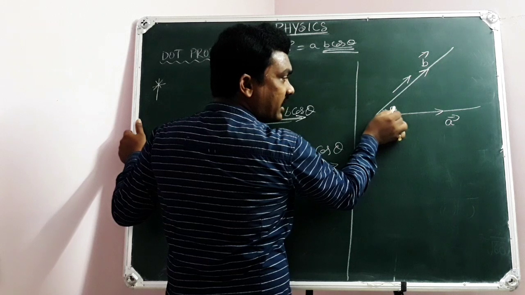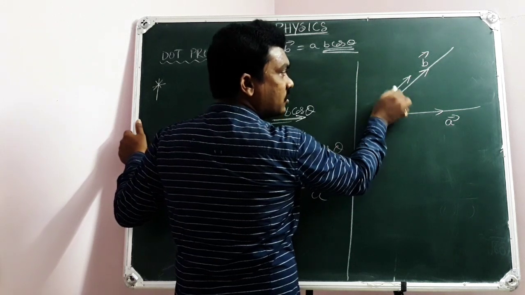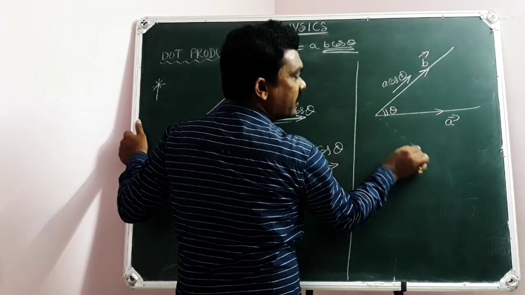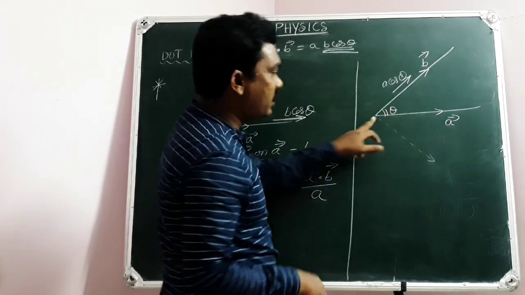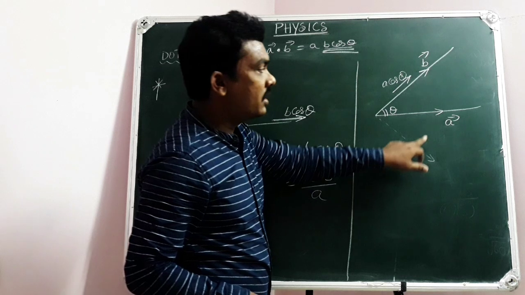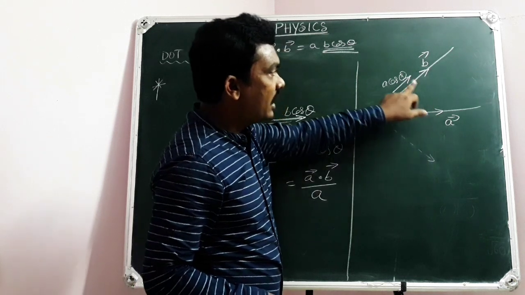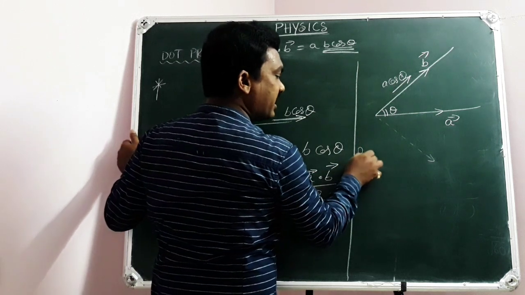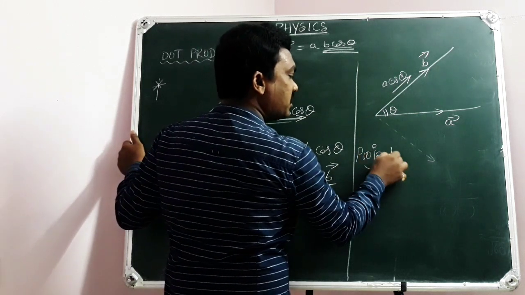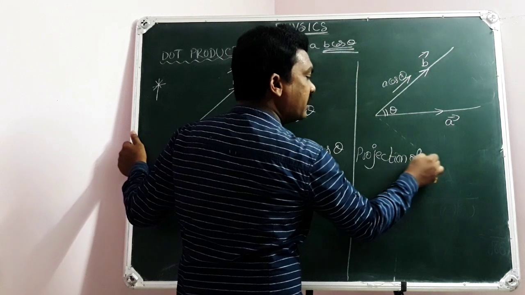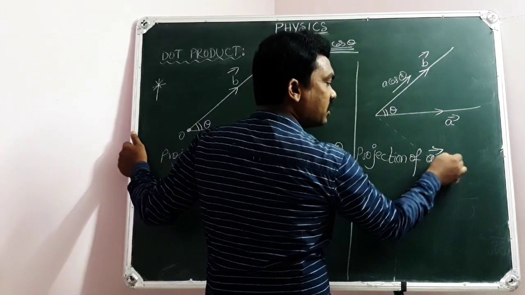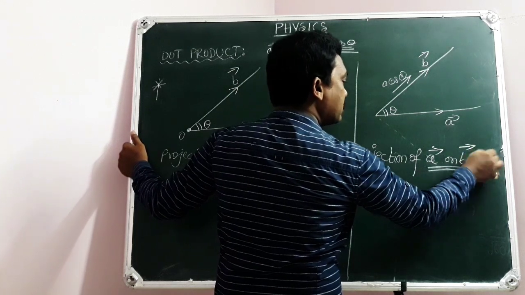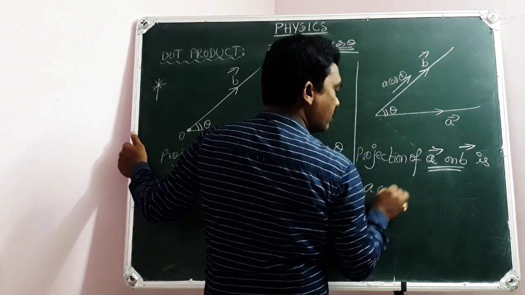But A bar is at an angle theta with this direction, so this component is A cos theta. Of course, the perpendicular component will be A sin theta. I am not bothering about that perpendicular component. The component of A bar along B bar is A cos theta. It means I can write it as the projection of A bar. Component means projection only. The projection of A bar on B bar is A cos theta.